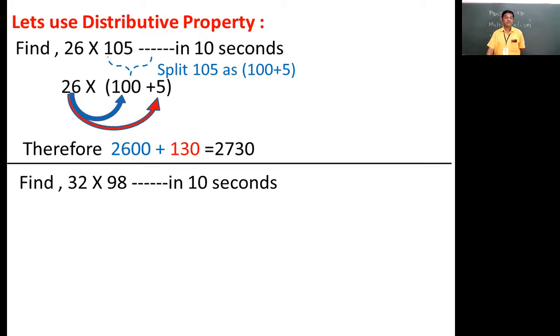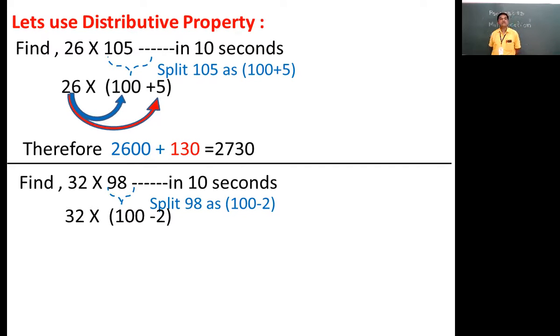So what to do next is we are going to split 98 as 100 minus 2. So now the product becomes 32 multiplied by 100 minus 2. With the distributive property, we are going to multiply 32 with 100 and we get 3200. And 32 is being multiplied with 2. So we are getting 64. So shall we add these products?